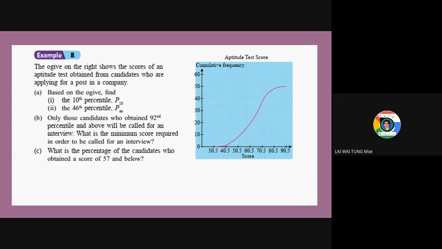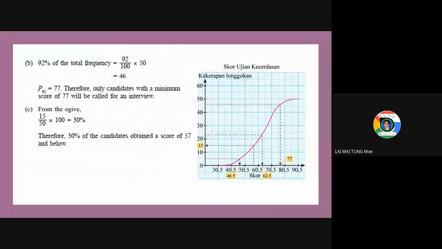Okay, so let's look at the solution given. From the OGIF, just now we looked at the 57. This is the 57. When we go up and go to the y-axis, we find that this one is 15. So 15 students get a 57 score and below.